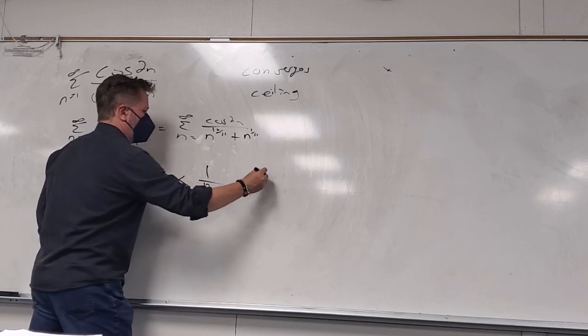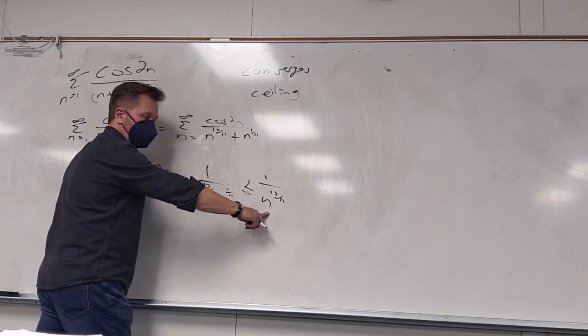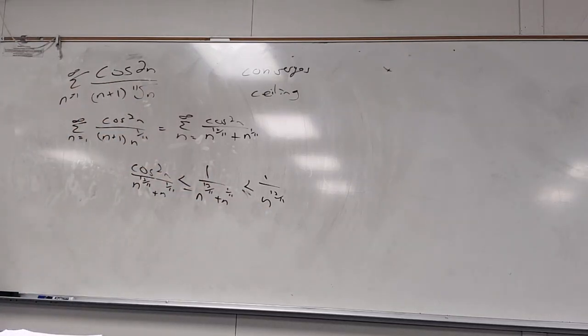So taking that away makes it work. This thing is a convergent p-series, therefore this is convergent because something bigger than it converges. So of course it must converge.